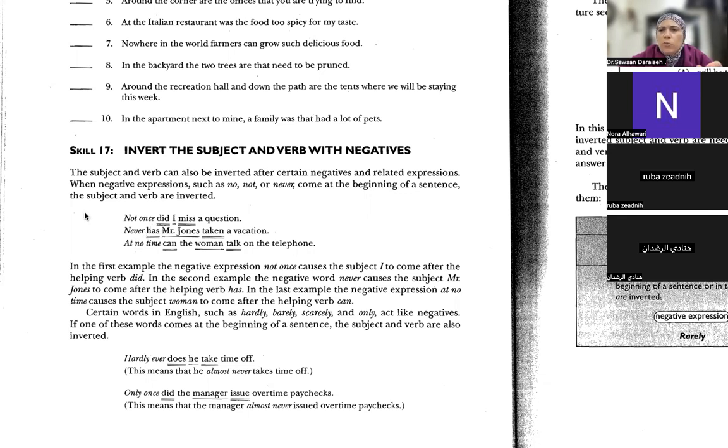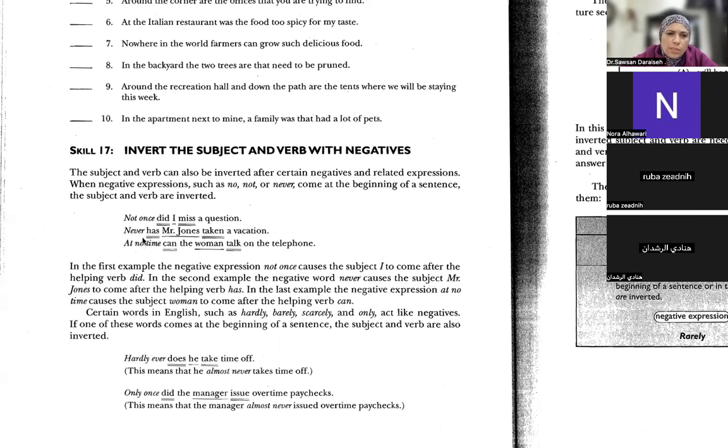We'll talk about each one and what each phrase or word means. The subject and verb can also be inverted. When can they be inverted? After certain negatives and related expressions. So certain, not all kinds of negatives, certain negatives and related expressions وعبارات مشابهة للنيجاتيف, okay? So when negative expressions such as أمثلة عليها no, like no one, for example, not, or never.